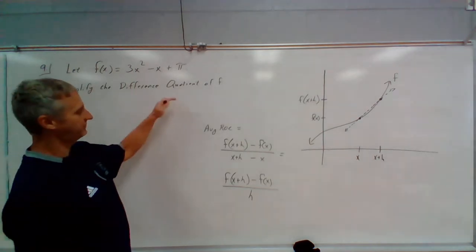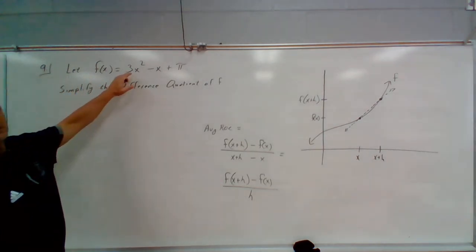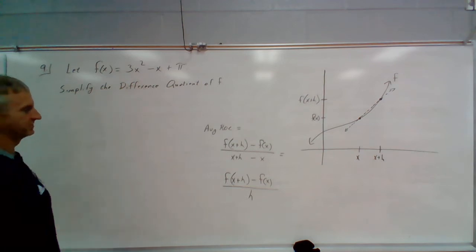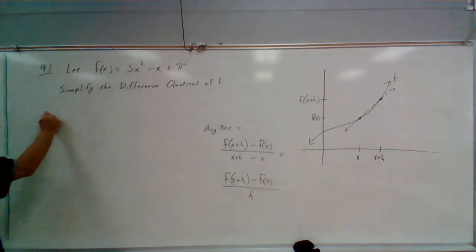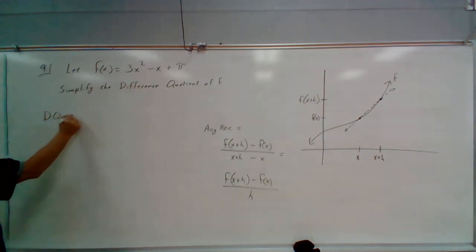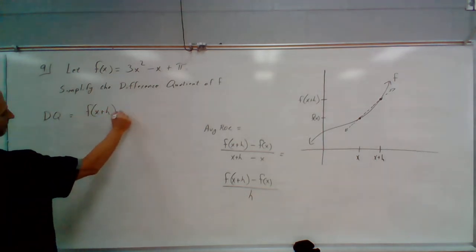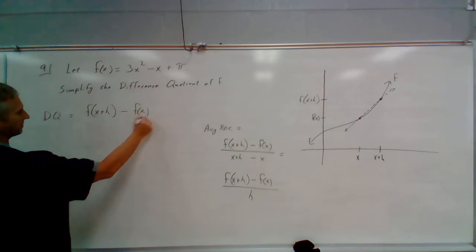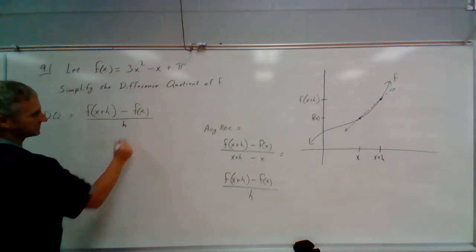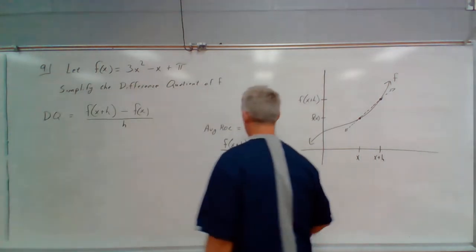All right, so now let's find the difference quotient as applied to this function. So difference quotient is equal to f of x plus h minus f of x all over h. And I'm going to get rid of all this mess over here now.